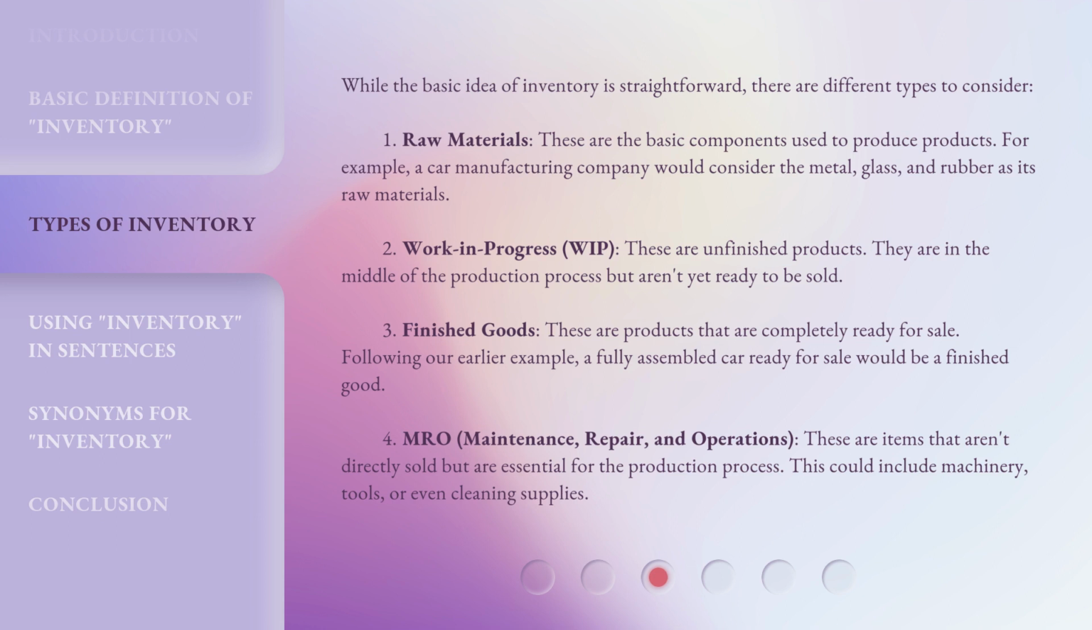2. Work in progress, WIP. These are unfinished products. They are in the middle of the production process but aren't yet ready to be sold. 3. Finished goods. These are products that are completely ready for sale. Following our earlier example, a fully assembled car ready for sale would be a finished good.